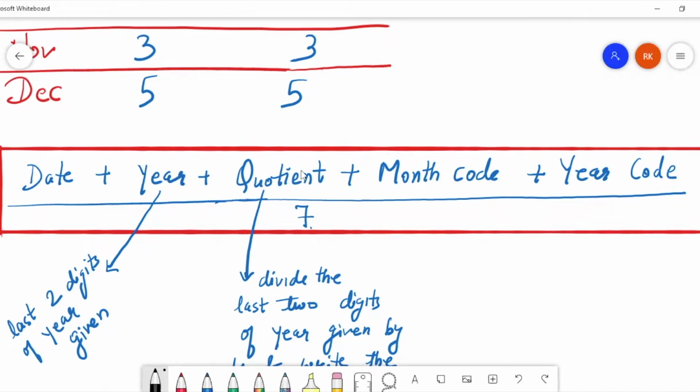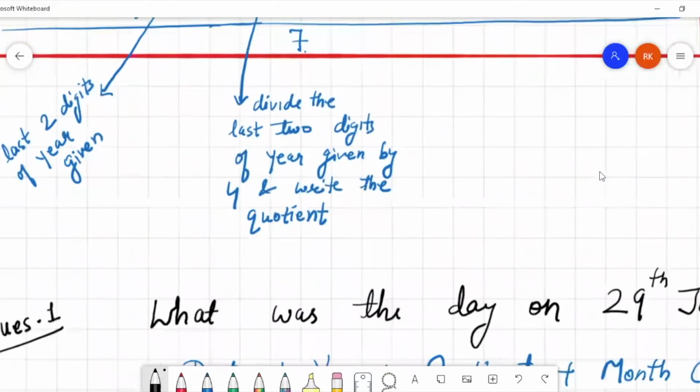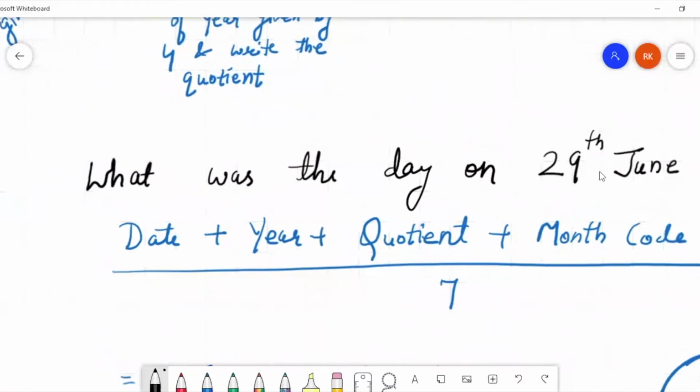To find the quotient, whatever year you wrote here, you have to divide that year by 4, and whatever quotient you get, you have to write it in the place of quotient. Okay. Now month code. The month will be given in the question, and then you have to see the month code table for that month and write it here. Similarly for the year code, the year will be given in the question, then you have to see the year code table and write it in the place of year code, and then add all of these and then divide by 7. Okay, so let's see the first example.